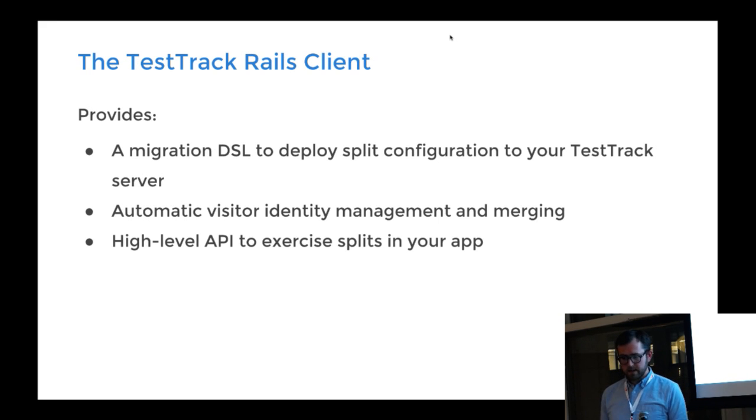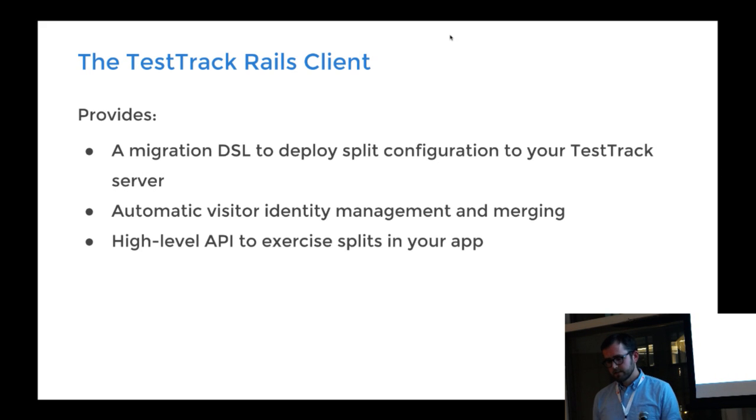The Rails client does 3 things. First, it provides a DSL to deploy split configuration to your TestTrack server. That's done via Rails migrations. You literally just commingle these with your SQL migrations, and they just work. You don't worry about the fact that they're not technically shipping SQL. They're actually just shipping HTTP requests to an idempotent API, so you can continue to run them, and they'll roll out through all of your environments nicely.